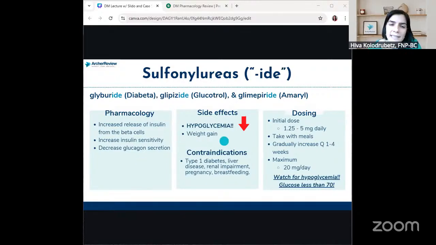Weight gain is another one I wanted to highlight because with sulfonylureas, when it does a really good job of moving all those high blood glucose, blood sugar levels into the cells, the body takes what it needs and then it stores the rest. So we do see some weight gain with adipose tissue with this class of medication. So maybe not the best class of medication in a patient who's struggling to lose weight and they're really working hard on losing weight.